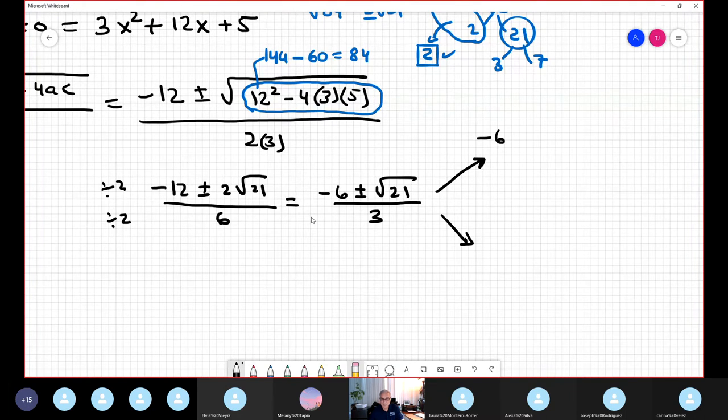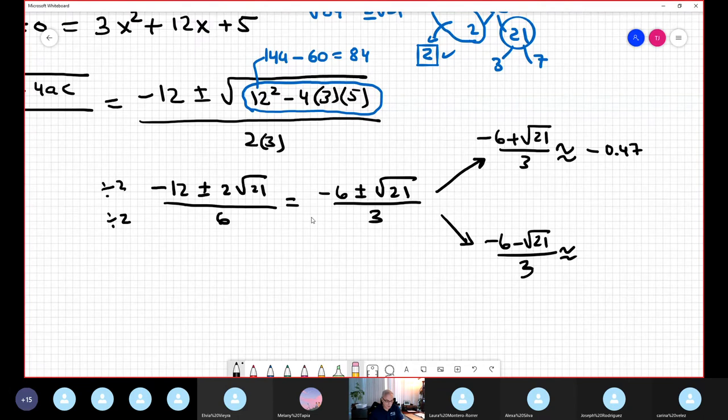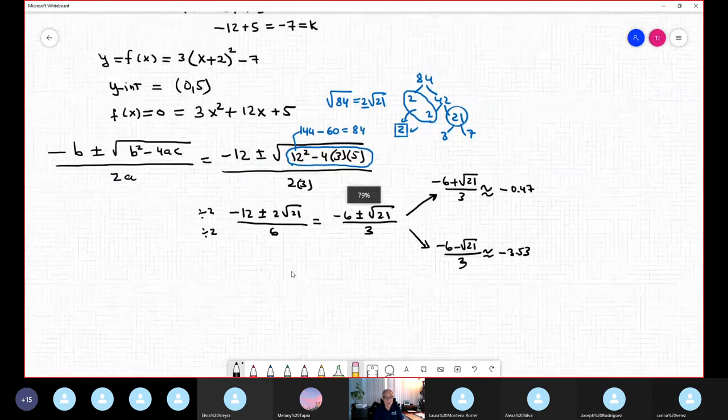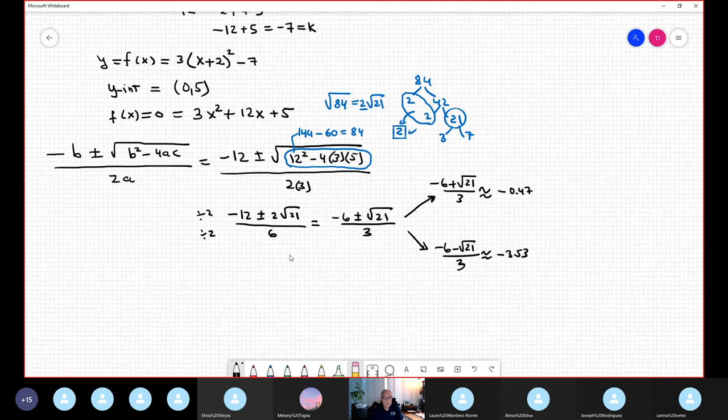So you take negative 6 plus radical 21 divided by 3, and minus 6 minus radical 21 divided by 3, and you put it in a calculator and compute the decimal approximation. The decimal approximation for the first is negative 0.47, and the second is negative 3.52. Okay, therefore, my point is weird, it's a decimal, but it's a real number, therefore the points are negative 0.47, 0, and negative 3.53, 0.